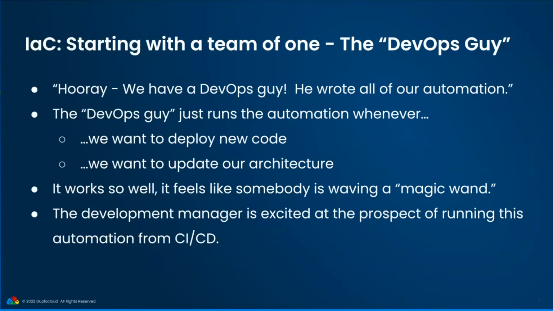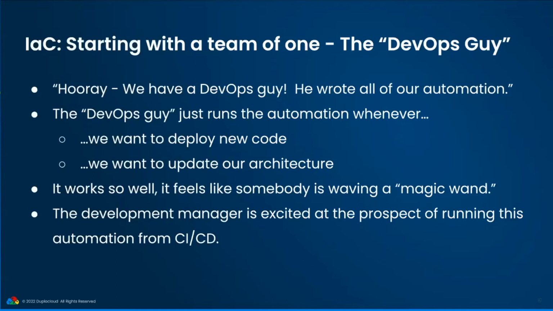So basically at this point, your DevOps team has started out with a team of 1, right? Your DevOps guy, right? And we're calling him the DevOps guy, which is usually what ends up happening, right? He's the guy that does everything. And everybody's really happy. They're like, holy crud, he wrote all our automation. This is amazing. Whenever we want to deploy new code or we want to even update our architecture, we just ask him and he runs it, and it's pretty fast and just works. And it works so well it kind of feels like somebody's waving a magic wand.